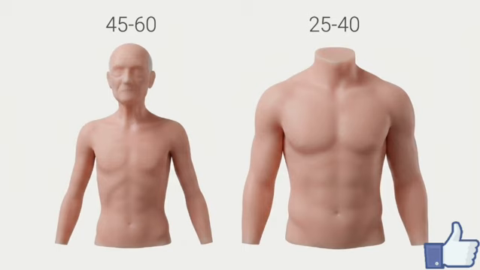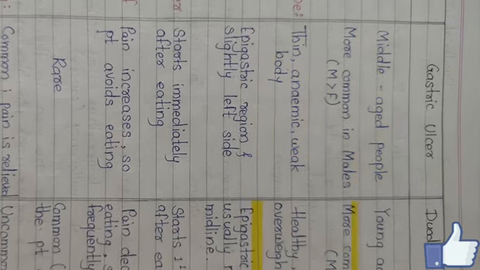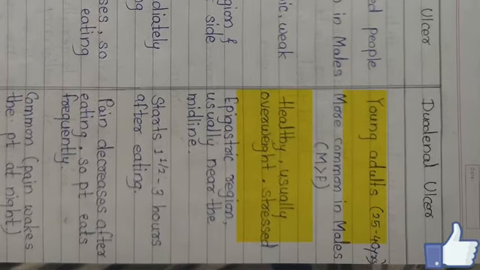We begin by looking at baseline demographics, their age and body type. This table highlights the gastric ulcer profile. In the age and body type rows, these patients are typically middle-aged, presenting with a thin or weak appearance. Contrast that with the duodenal column, younger adults, typically appearing healthy, overweight, and reporting high stress.